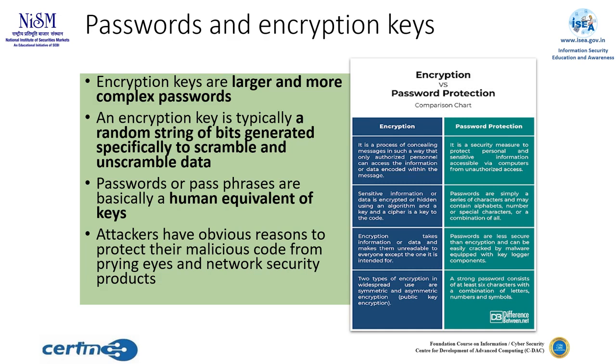An encryption key is typically a random string of bits generated specifically to scramble and unscramble data. That means if you are sending an "I love you", it may scramble the entire statement into a different statement that you cannot read. When decrypted, the scrambled data is unscrambled and comes back to "I love you". So the longer the key constructed, the harder it is to break the encryption code.